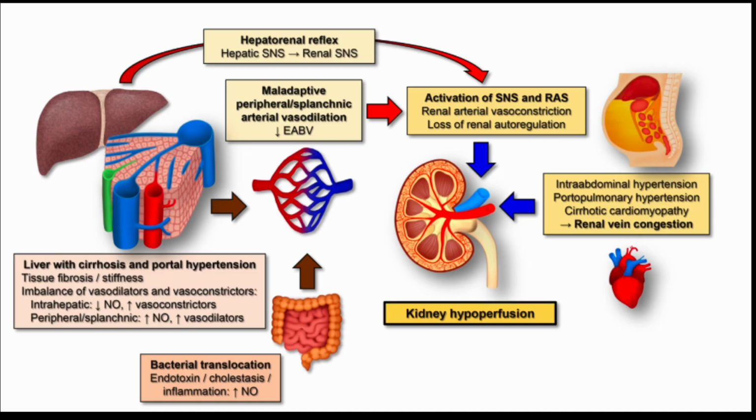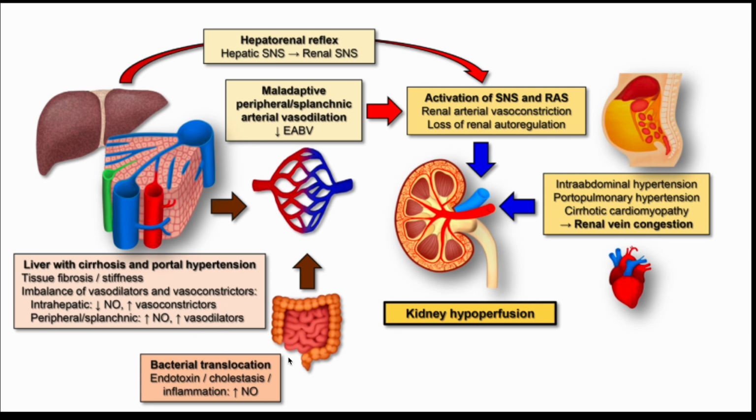So this is a schematic diagram showing the pathophysiology of HRS1. Here you can see the patient has the underlying cirrhosis which causes an imbalance in the vasoconstrictors and vasodilators. This imbalance is occurring both intrahepatic as well as in the splanchnic. In the intrahepatic, there is decreased nitric oxide and increase of the vasoconstrictors, whereas in the splanchnic, there is increased nitric oxide and increased vasodilators.